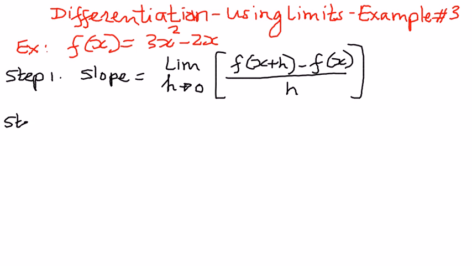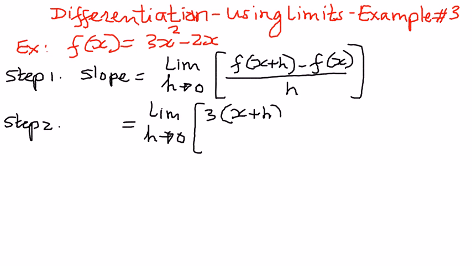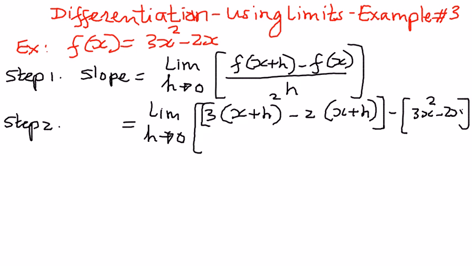Now in step number 2, we're going to substitute the function. So the limit as h approaches 0, we're going to substitute 3 times x plus h the whole squared minus 2 times x plus h, like that. And this is all one part of the first part of that formula. The second part of the formula is 3x squared minus 2x, like that. This whole thing divided by h. And then we're going to put all of that in another big bracket like that.